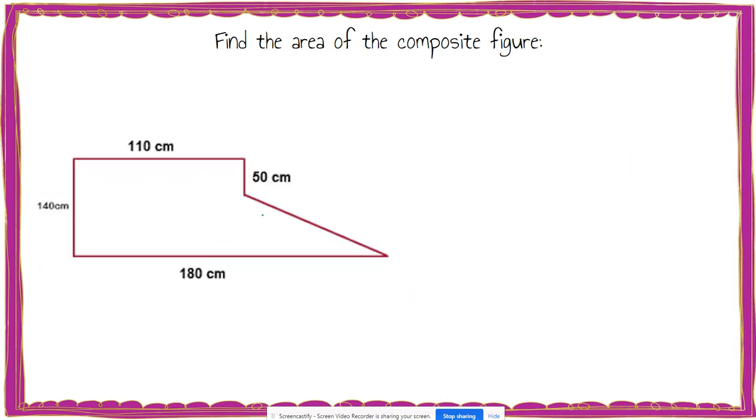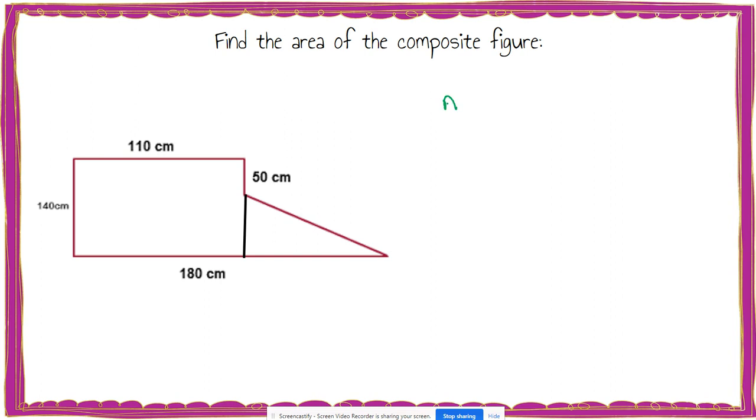For this composite figure, I noticed that I can take this and I can break it into a rectangle and a triangle by placing a line right here. Now that I've done that, I can take what I know and find the area of both these figures.